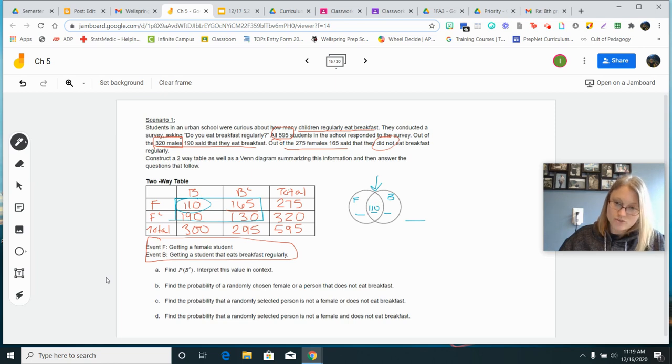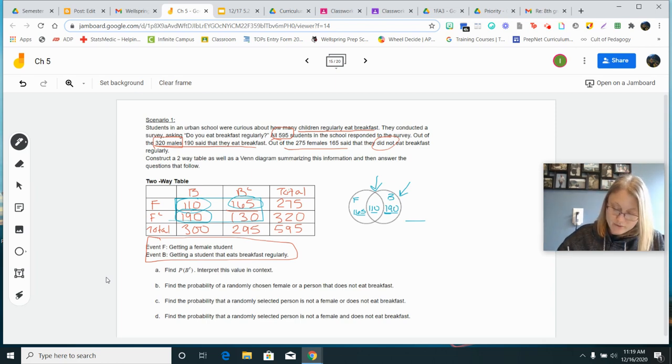Then people that are just female, so they don't touch the B circle or the breakfast circle, they're just female, they do not eat breakfast. That would be the other 165 that would go over here. They don't fit into the breakfast category. Then people that just eat breakfast but are not females is going to be this little line. So that's going to be these 190 males that eat breakfast. So they don't touch the female circle, they're males, but they do eat breakfast, so they fit over there.